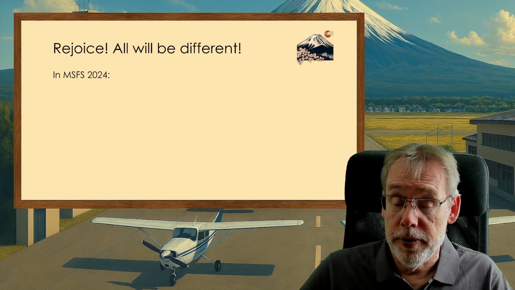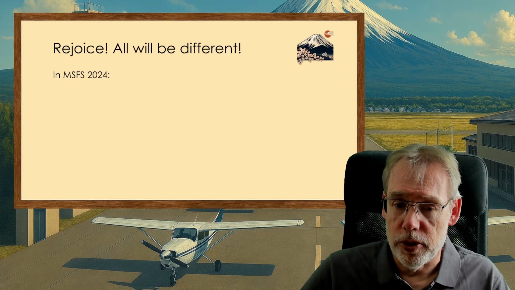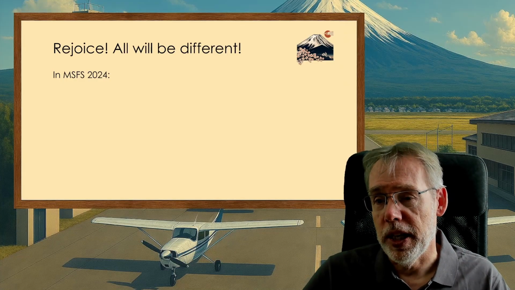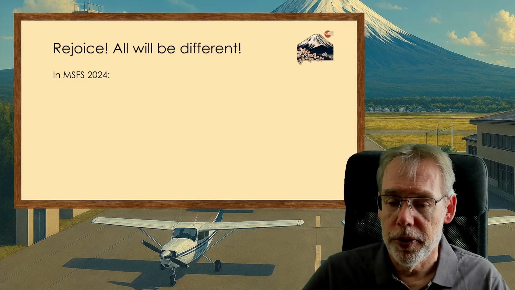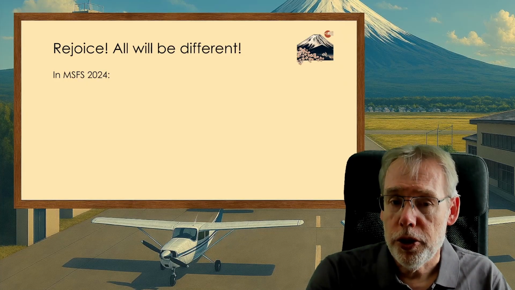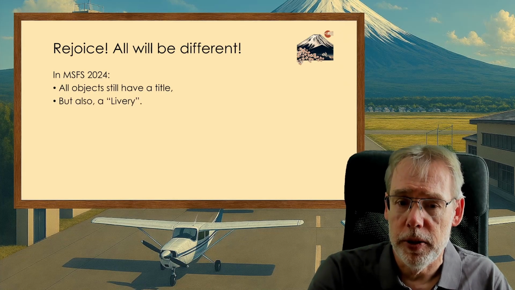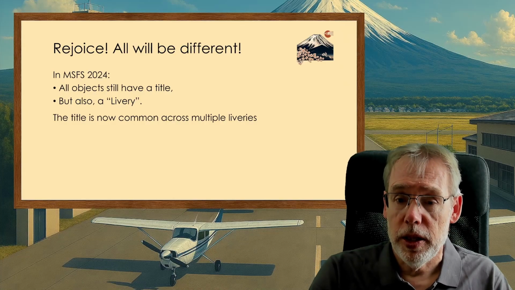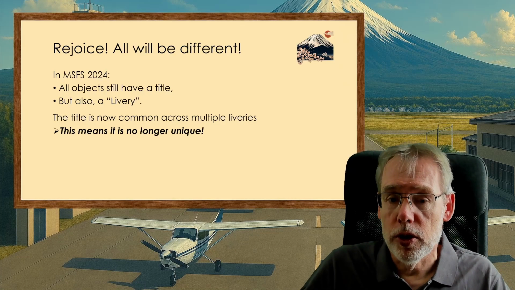Now, you will remember that when you start the simulator and select an aircraft to fly in, you first select the type of the aircraft, and then you select the particular livery of that aircraft. And this is more the case in 2024. So they also made changes to the API. All objects still have a title, but you can now also specify a livery. This means the title is now common across multiple liveries, and it is no longer unique.